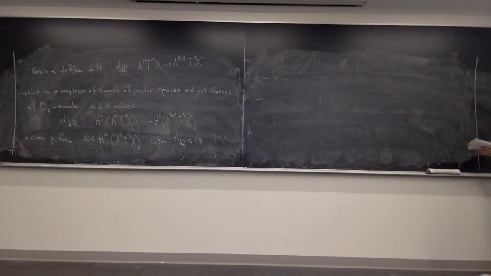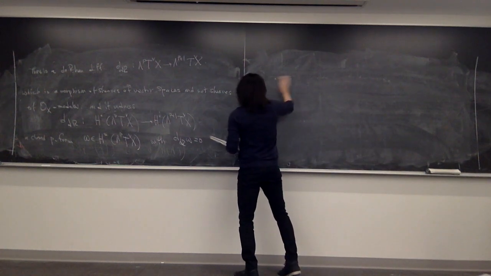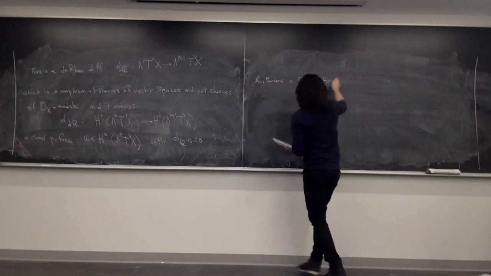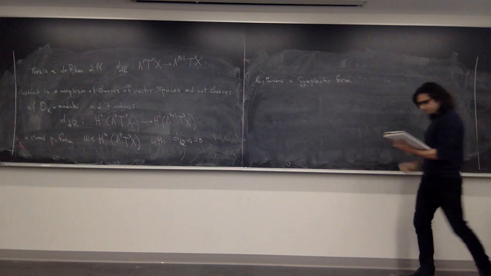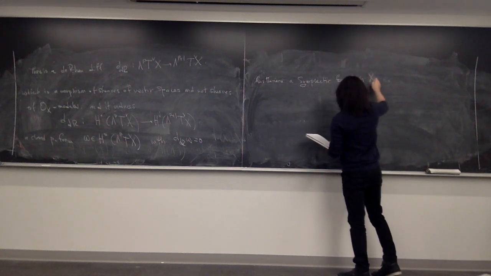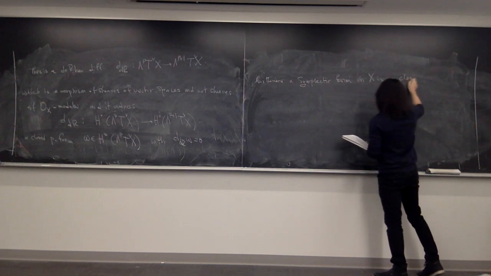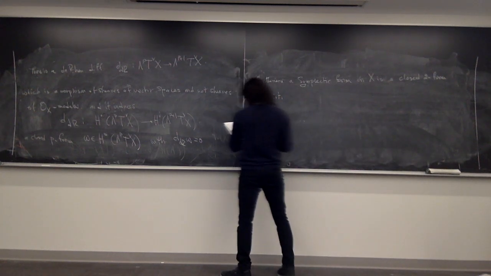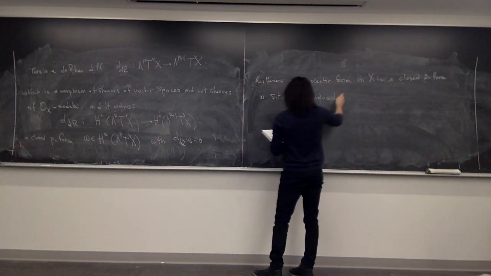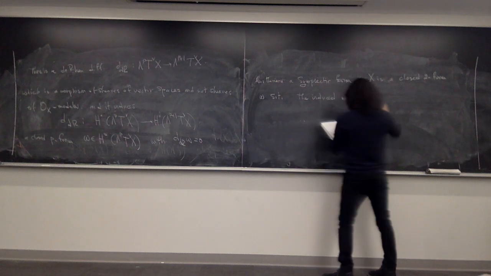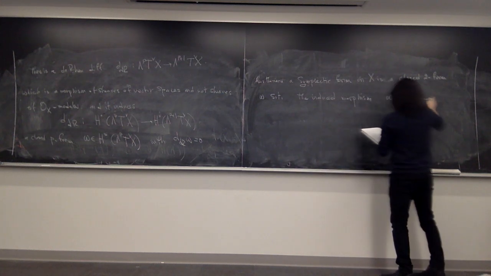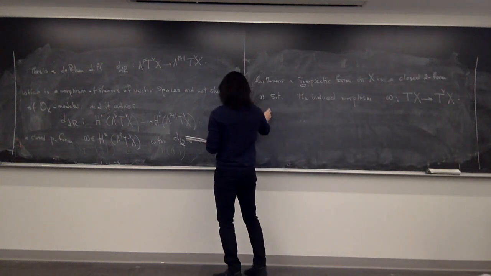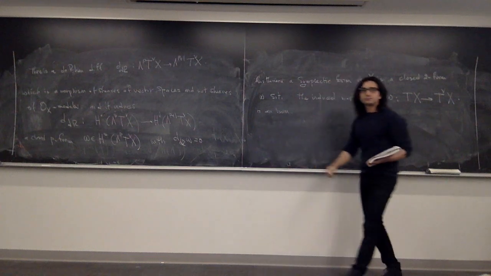Now there is this interesting point of view. Furthermore, a symplectic form on X is a closed two-form omega such that the induced morphism, under truncation along the vector fields, is an isomorphism.